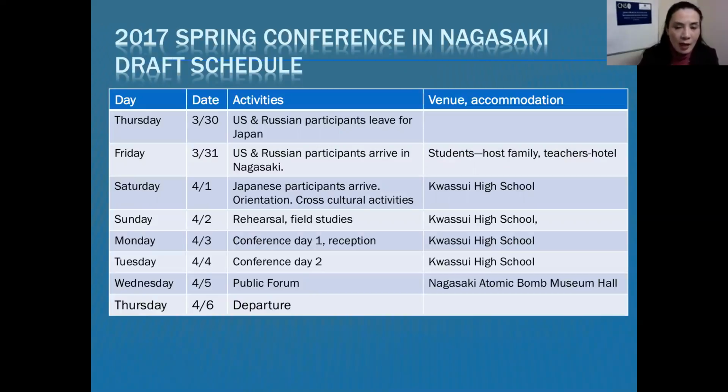So then, the next day, you will leave, as a departure date. Depending on where you are from, of course, the timing of your departure varies, but we will finish everything by Thursday, April 6th. Again, I am still working on a more detailed schedule, but these are the dates we are going to have conference-related activities.